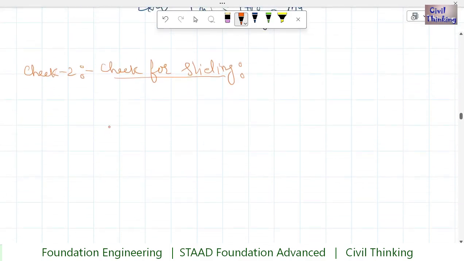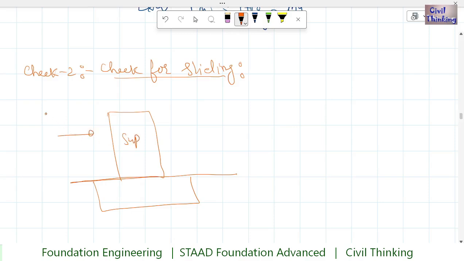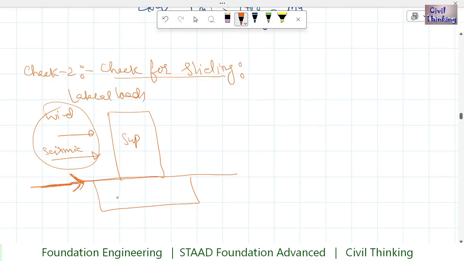Now if I show you, for example, this is our superstructure. Now we can have wind loads, right? They are horizontal. Or even the earthquake or seismic loads, right? So we have these, we call them lateral loads. Now what they can do, because they act here, is they can try to slide the foundation. For example, if it is acting towards the right, they might slide it.